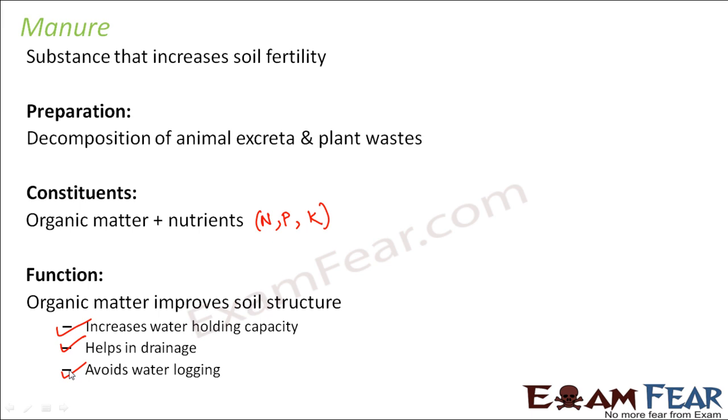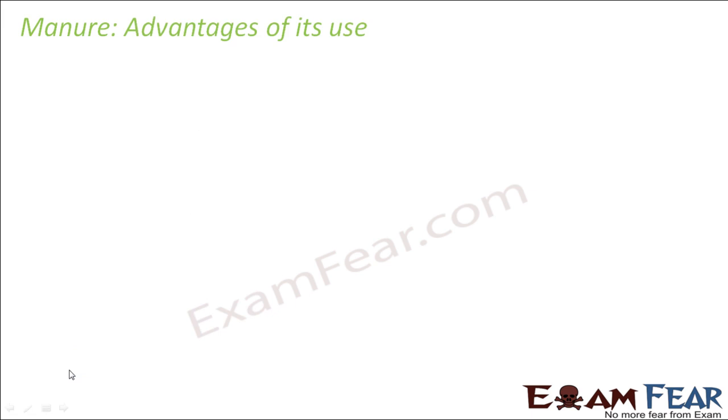So what will happen? The plant's root hairs will get blocked due to too much water, and it will not be able to take in water. Therefore water logging is something which can damage the plant. So these manures, these substances, they avoid water logging. With all these, they can improve the soil structure, and therefore the fertility of the soil will also improve.